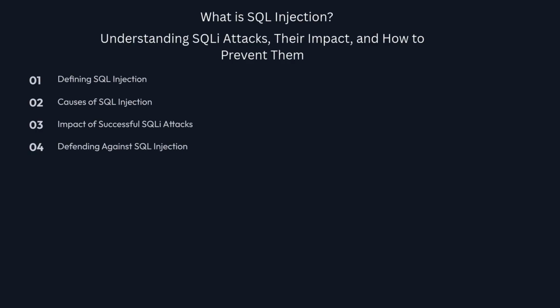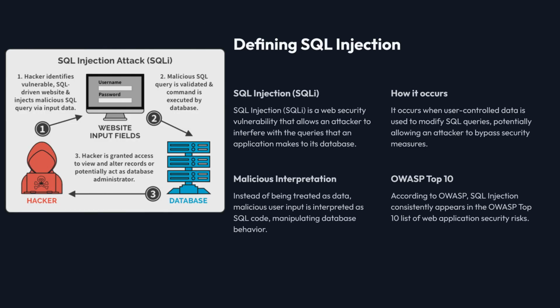All right guys, before we begin, we are going to be getting a high level overview of what SQL injection is. We are going to be defining SQL injection, looking at some of the causes and the impact of a successful SQLi attack, and also the defense against such attacks. Alright, now we are going to begin by defining SQL injection. An SQLi attack is a web security vulnerability that usually allows an attacker to interfere with the queries that an application makes to its database.